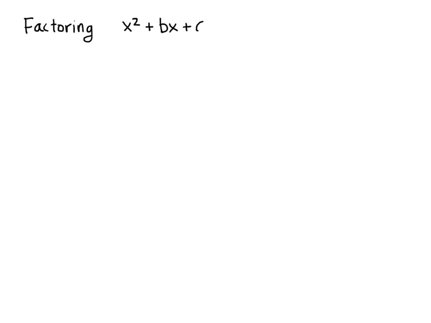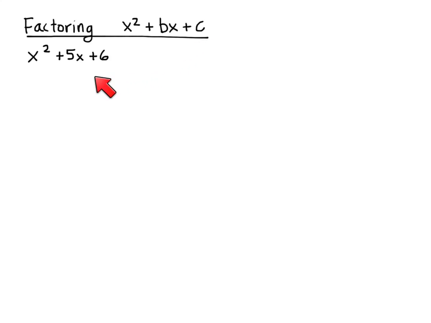Okay, so I'm going to look at two different cases now, or two different forms of a general trinomial. The first one that we're going to look at is factoring x squared plus bx plus c. So notice I don't have a coefficient on the x squared. So we're just going to look at this and see how this happens.